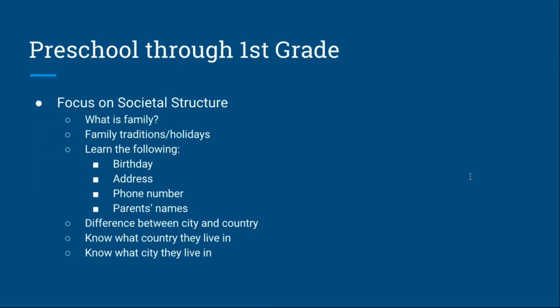So the first thing we want to focus on for preschool to roughly first grade, maybe a little older depending on your child's abilities, is to focus on societal structure. And by a societal structure, again, we're talking about the family. We want our children to know, what does it mean to be a family? What does it mean to have a mom? What does it mean to have a dad? What does it mean to be a child within the structure of the family? What responsibilities do the parents have? What responsibilities do the child have? Just different things like that.